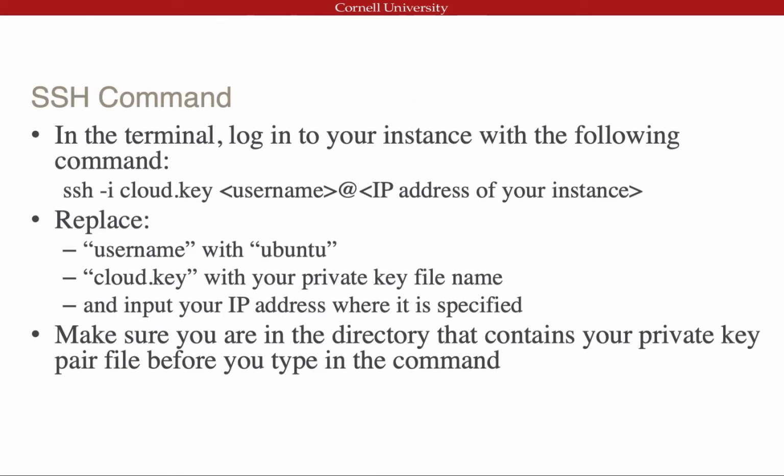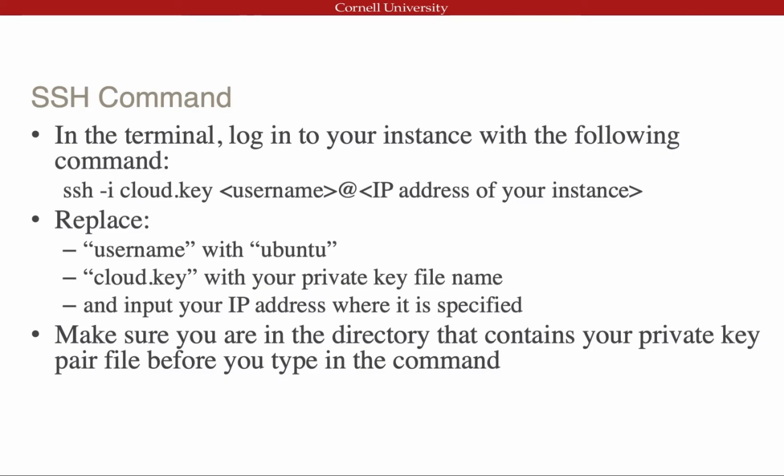Now, in order to connect to your instance through SSH, the first thing you need to do is enter a terminal. On the Mac, you can just enter a terminal by entering command space on your keyboard and typing in terminal. Once you enter a terminal, you're going to want to enter in this command shown on the slide. As you can see, you need to modify this command a little bit. You want to replace username with Ubuntu, as mentioned in the previous slide. And cloud.key is just the name of your private key. This is just the name we used in previous videos, so you can just replace that with your private key file name if you use a different one.